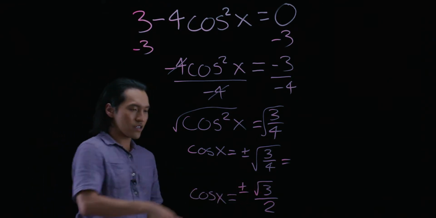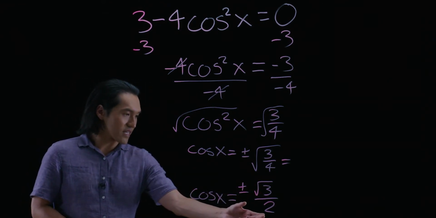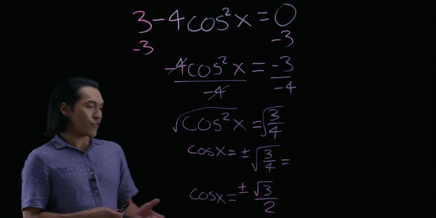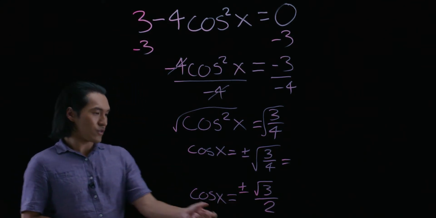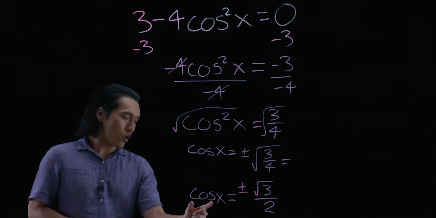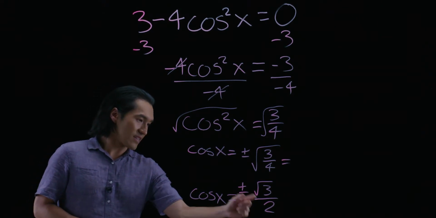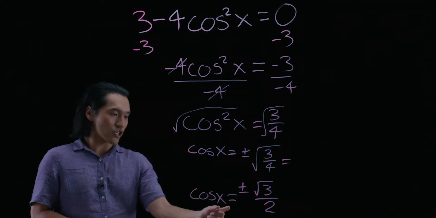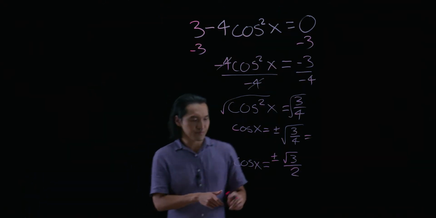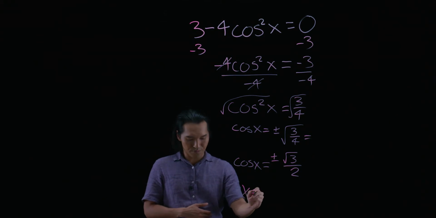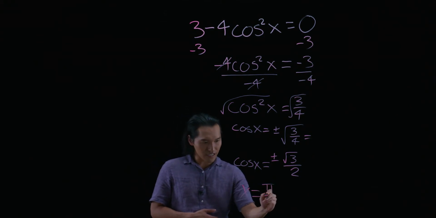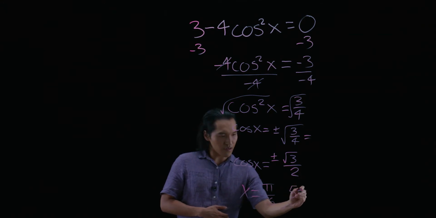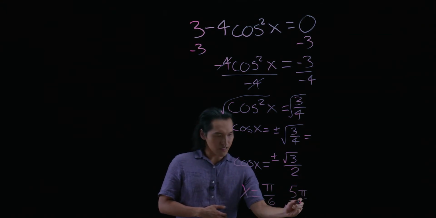Once you get here, you should notice immediately that these numbers resemble the numbers you see on your unit circle. So please refer back to your unit circle graph to note that the cosine of x at root 3 over 2, whether it's positive or negative, occurs when x is equal to pi over 6 as well as 5 pi over 6.